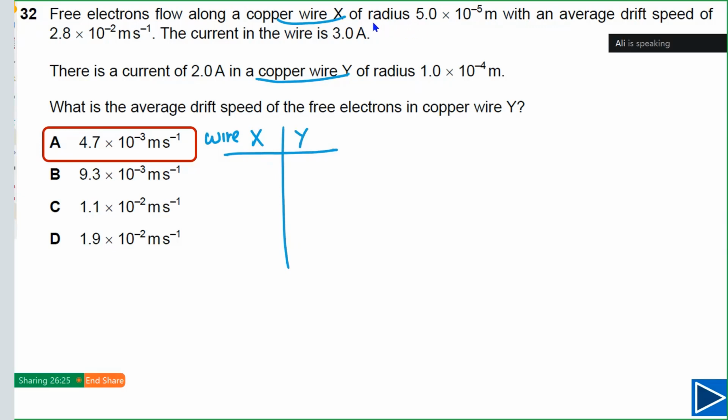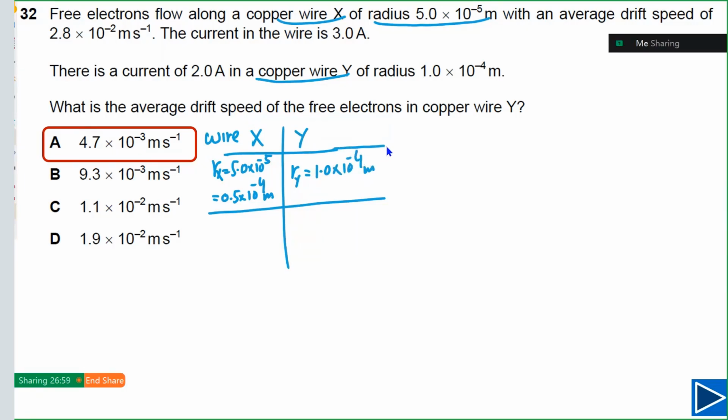For wire X, the radius is given to you. So we can say Rx is given, equal to 5.0 times 10 to the minus 5. I can also write this in the form 0.5 times 10 to the minus 4 meters. Then Ry is given to us: Ry is equal to 1.0 times 10 to the minus 4 meters. Now you can see in this case Ry is 2 times Rx. So I can rewrite here that Ry is equal to 2 times Rx.